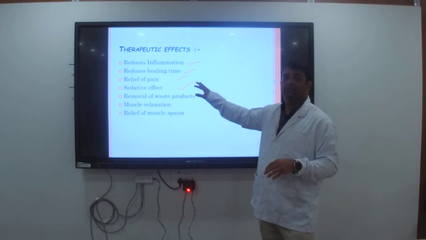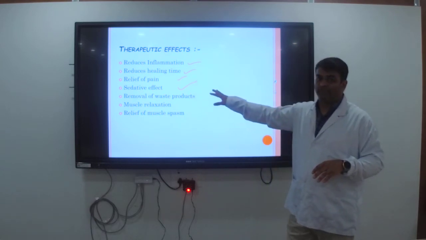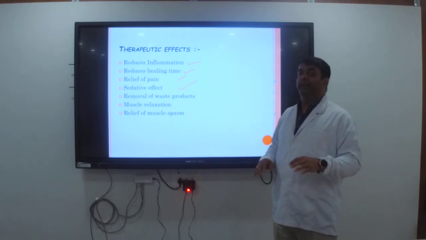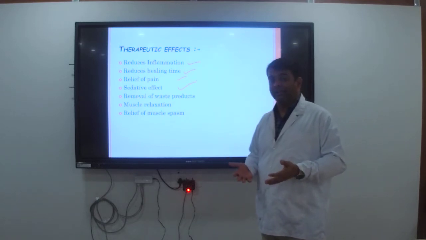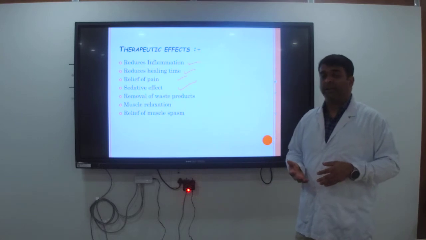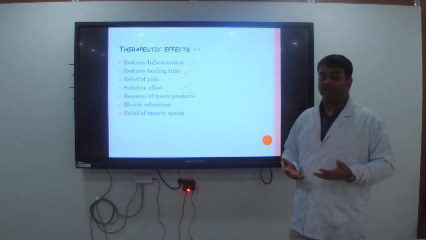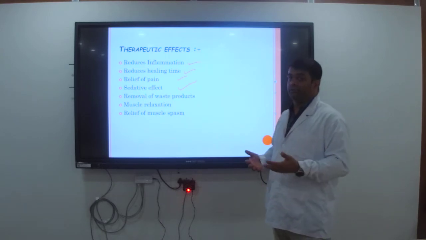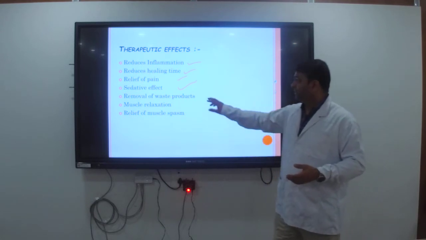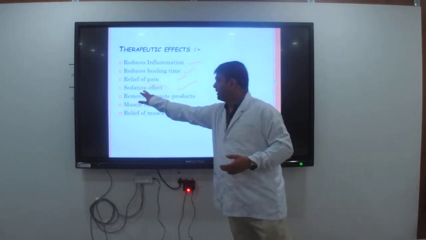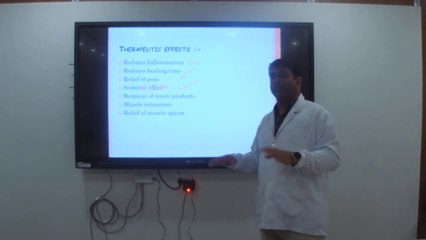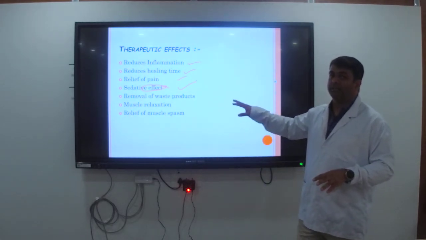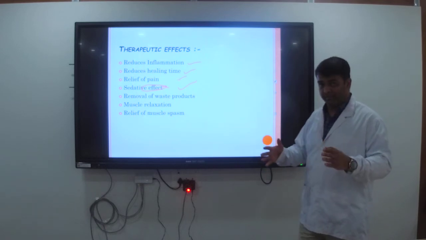There are many people who start snoring after 5 to 7 minutes of SWT. So you have to be careful in another way: if the patient sleeps and doesn't feel the heat, it might cause a burn. That might damage the skin and the muscle, which would be very problematic. So the sedative effect is a good part for relaxation purposes, but you have to be aware if the patient sleeps during the treatment time.